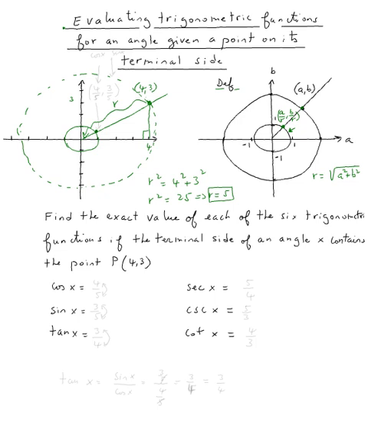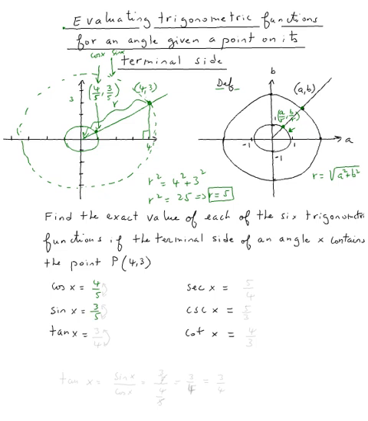So this point right here is going to be A over R, which is 4 over R, which we said is 5. And then the y value would be B over R, which is 3 over 5. Once we find that, the rest is pretty easy. Remember, the cosine of x is always going to be the A, and the sine of x will be the B. So now we know cosine of x is 4 over 5. The sine of x is 3 over 5. And the rest is easy.